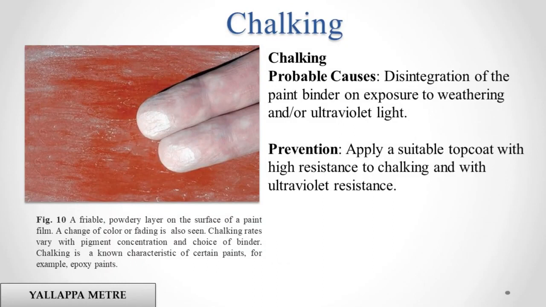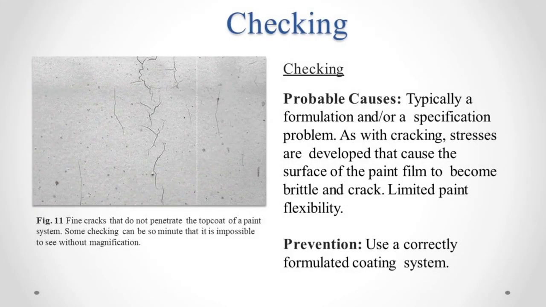Chalking. Probable causes: disintegration of the paint binder on exposure to weathering and/or ultraviolet light. Prevention: apply a suitable topcoat with high resistance to chalking and with ultraviolet resistance. Checking. Probable causes: typically a formulation and/or a specification problem. As with cracking, stresses are developed that cause the surface of the paint film to become brittle and crack. Limited paint flexibility. Prevention: use a correctly formulated coating system.